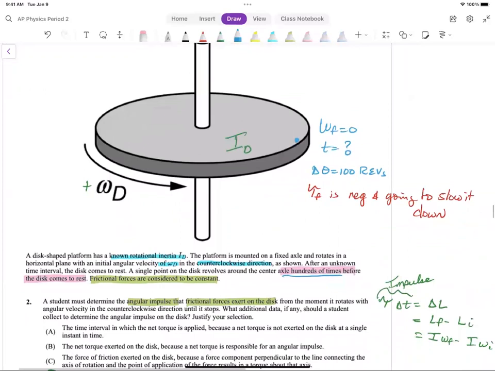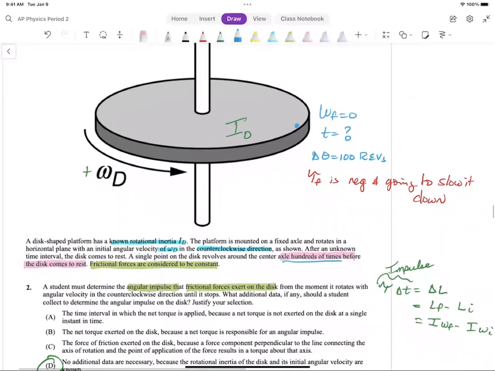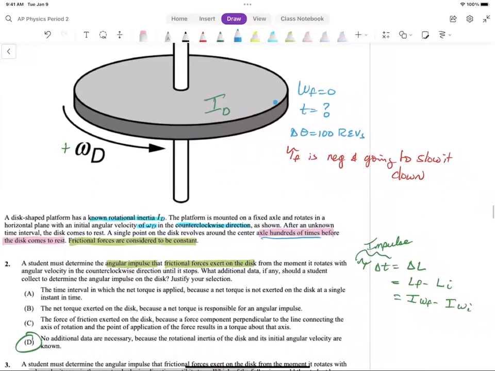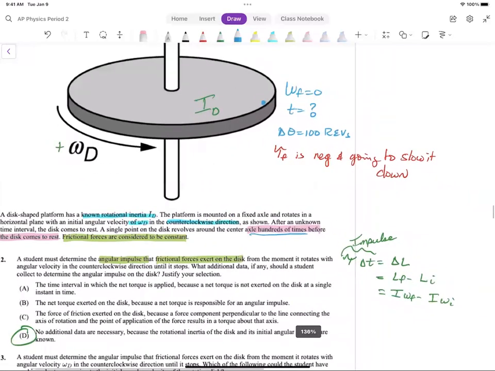So what do we want? What do we need in order to determine the angular impulse that the frictional force exerts on the disk? What is the impulse? Well, in linear land, impulse is force times time. That right there is impulse, and that results in a change in linear momentum. Well, the angular impulse is the torque times the time. In order to know what that angular impulse is, I need to know the change in angular momentum.